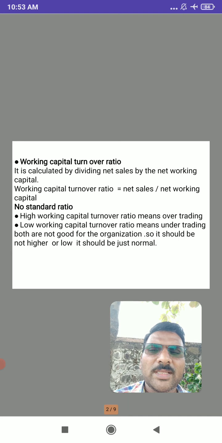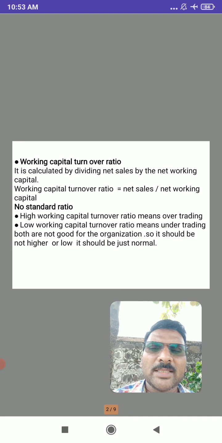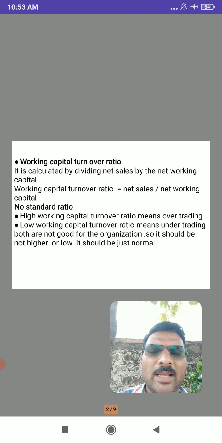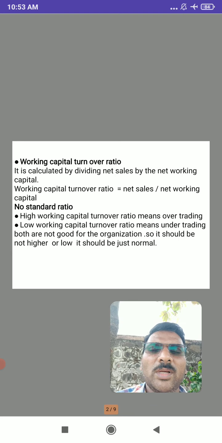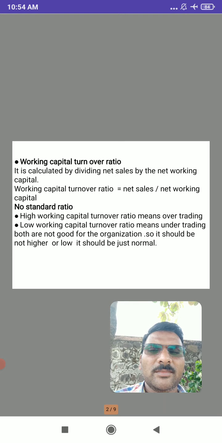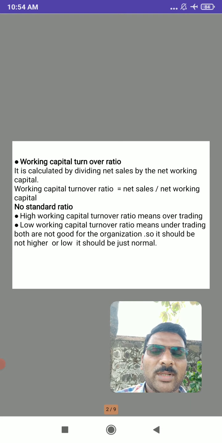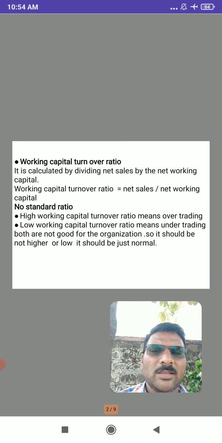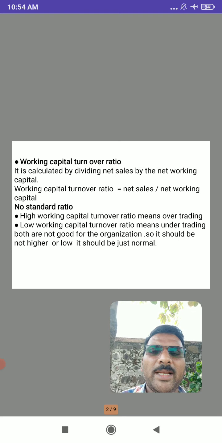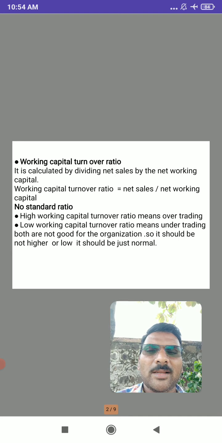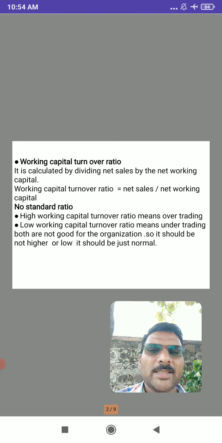Working capital turnover ratio expresses the relationship between net sales and net working capital. Net sales means total sales, also calculated by adding cash and credit sales after deducting sales return. Net working capital is nothing but current assets minus current liabilities.